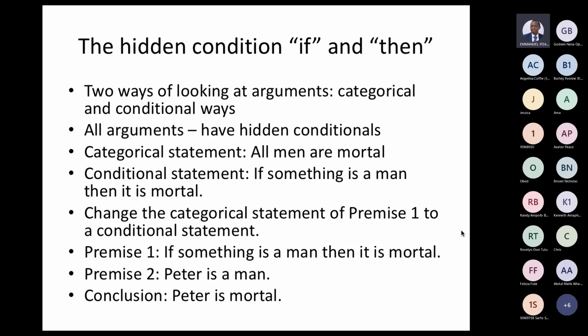Now look at this categorical statement. All men are mortal. That's a categorical statement. To change it to a conditional statement, you say, if something is a man, then it is mortal. That's the conditional version. Now let's go back to our deductive argument example and change the categorical statement of premise one to a conditional statement. Premise one, if something is a man, then it's mortal. Premise two, Peter is a man. Conclusion, therefore, Peter is mortal. When you change premise one from a categorical statement to a conditional statement, you see the argument more clearly. It helps you to analyze the argument faster and in a clearer way. It helps you to see the flow as well as the force of necessity of the argument.